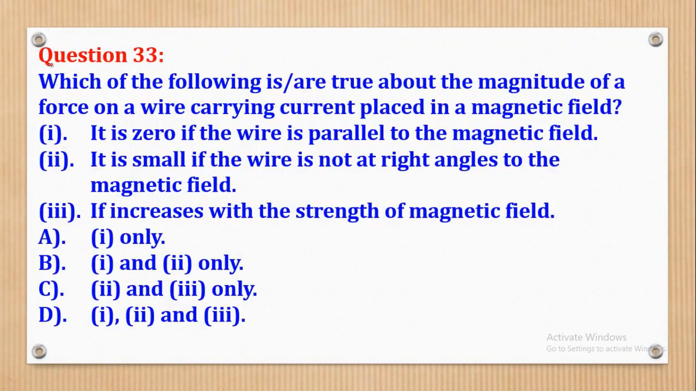Now we shall go to question 33. Question 33 says, which of the following is or are true about the magnitude of the force on a wire carrying current placed in a magnetic field? Roman 1. It is 0 if the wire is parallel to the magnetic field. Roman 2. It is small if the wire is not at right angles to the magnetic field. And Roman 3. It increases with strength of magnetic field.